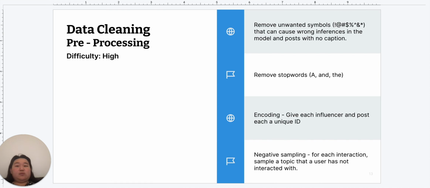So for cleaning and preprocessing, it was really difficult. We had to remove unwanted symbols that could cause wrong inferences. A lot of times the post had a mix of multiple languages, like one sentence would be in English and the other in Korean, for example, and that made it really difficult for the embeddings to work. And we had to remove stop words, and we had to do encodings that are multilingual.